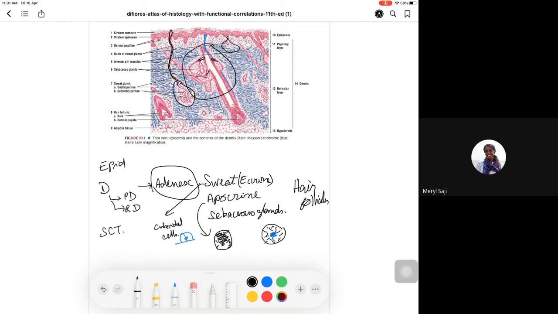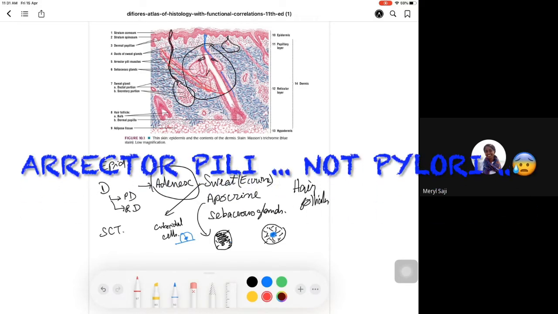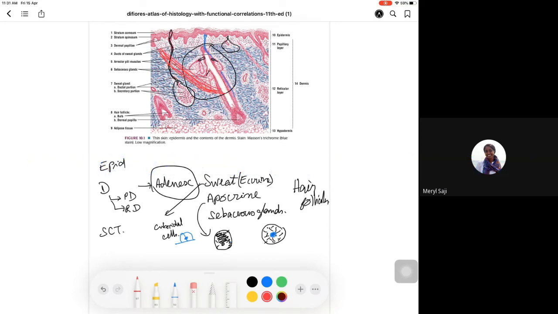Another thing you have to remember, see the muscle bundle coming up here. This is the erector pili muscle. The sebaceous glands are situated in between the erector pili muscle and the hair follicle. When you get goosebumps, that means the erector pili is contracting. When it contracts, it will release some amount of sebaceous material also here.